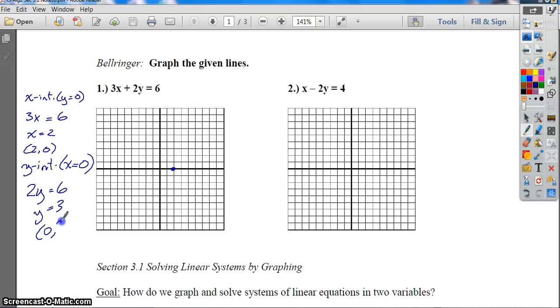So that means my point is (0, 3), and I'll have my line there. Basically that guy there. So there's your first graph. Second graph, we'll do in red here.